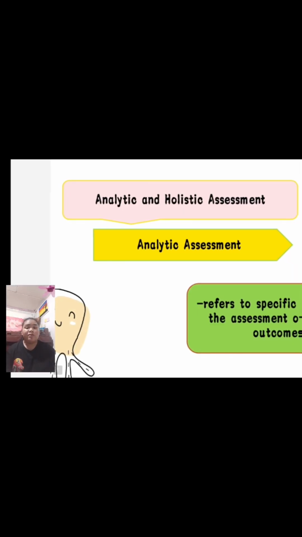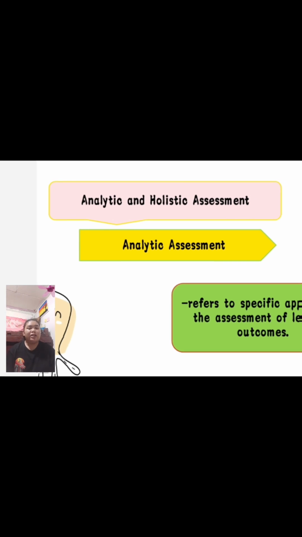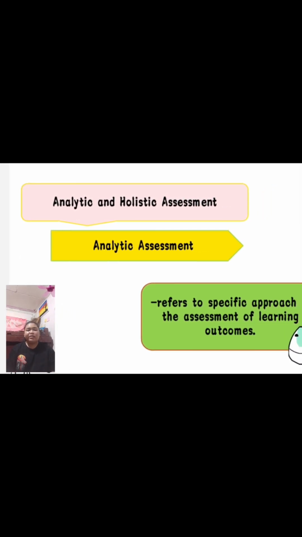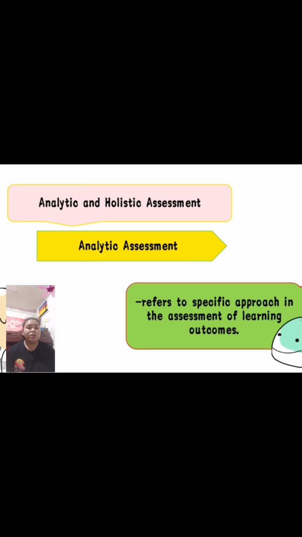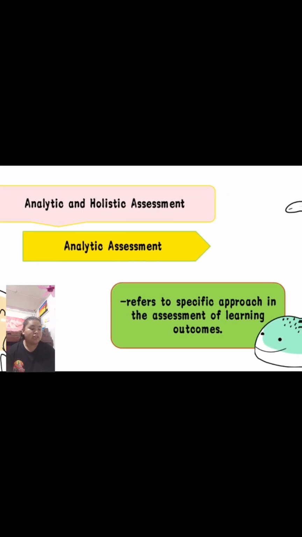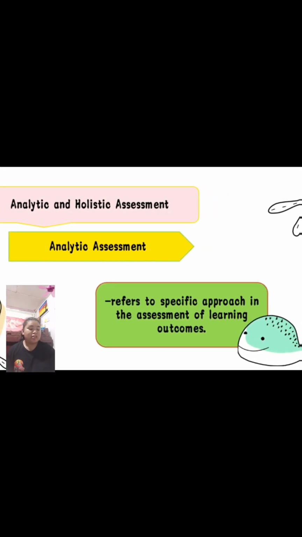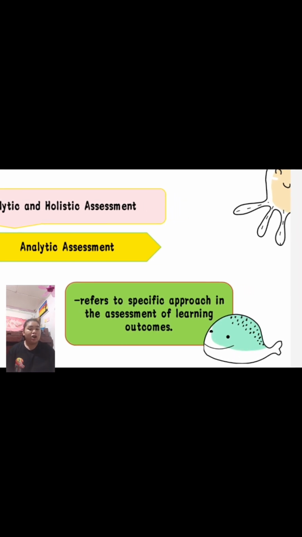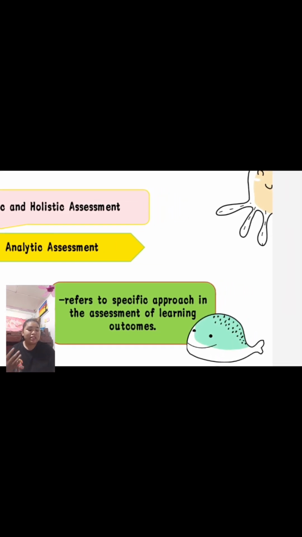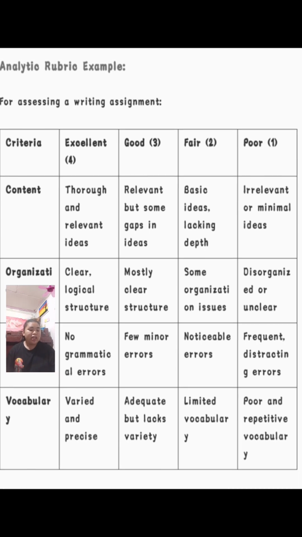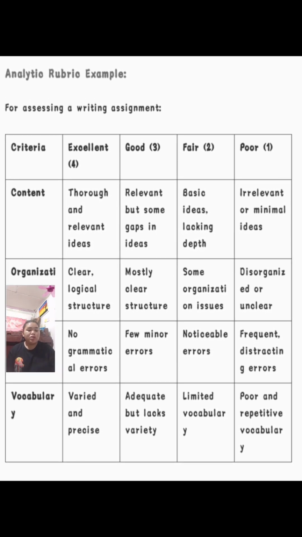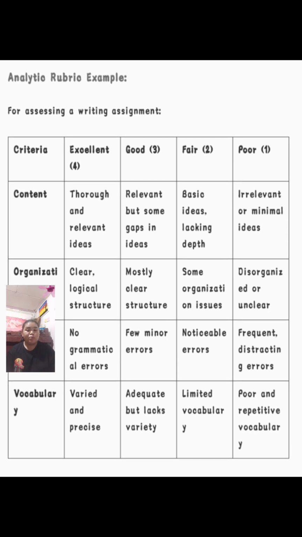The fifth type of assessments are analytic and holistic assessment. First, analytic assessment. It refers to the specific approach in the assessment of learning outcomes. So, analytic assessments provides detailed feedbacks on each aspect of the task. So, as you can see in the table shown, each criterion is scored separately and the total scores determines the overall performance.